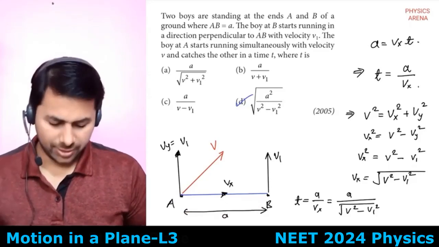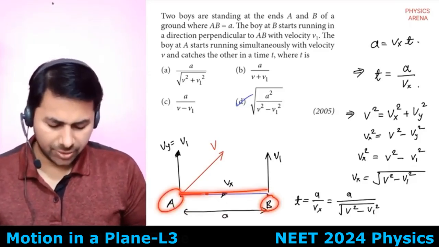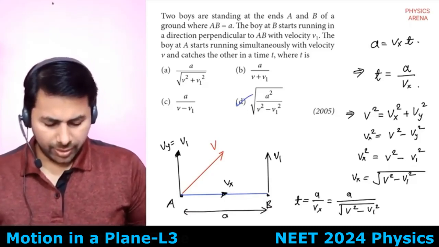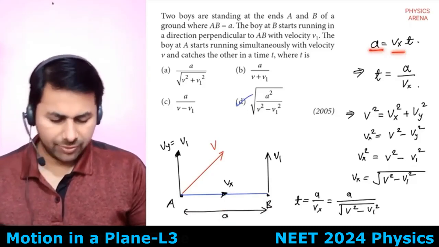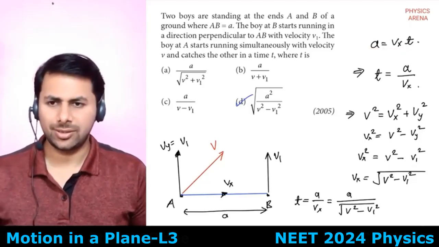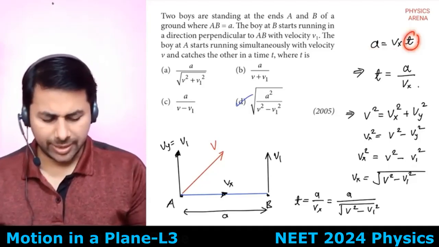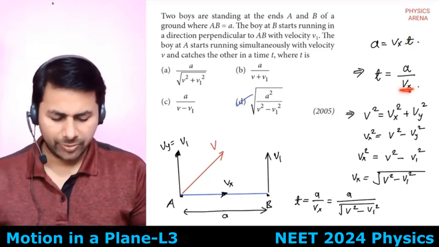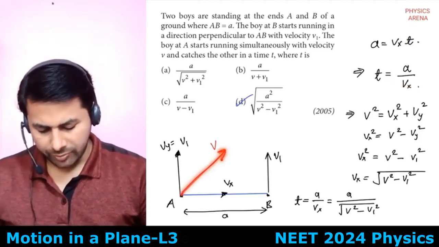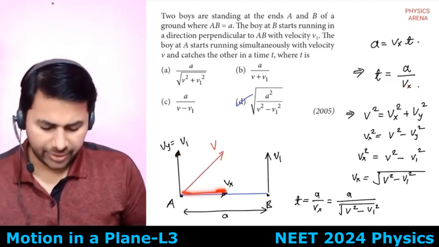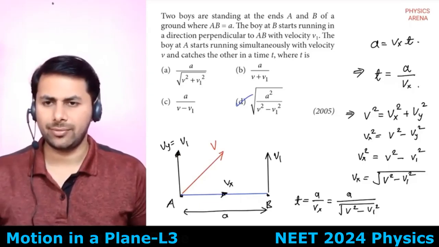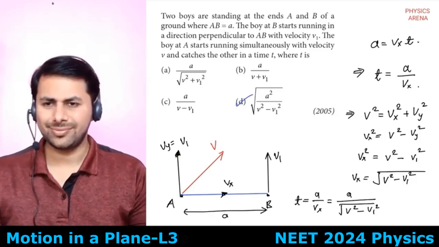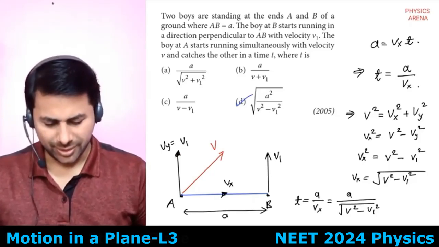And A has to cover this much distance also, distance equal to A also in x direction. So in time t, if he wants to catch B, then he has to cover this much distance along x direction also. So this distance along x direction will be equal to vx times t, and from that we can find out t. Then t is equal to a upon vx. We know its velocity, we know y component of velocity, we can find out x component of velocity. Right? Yes, no? Good.